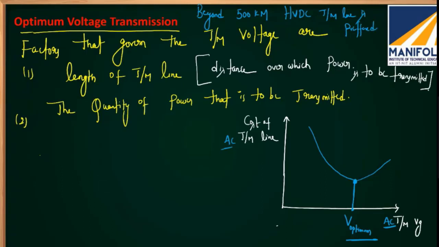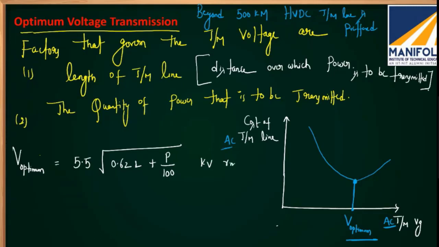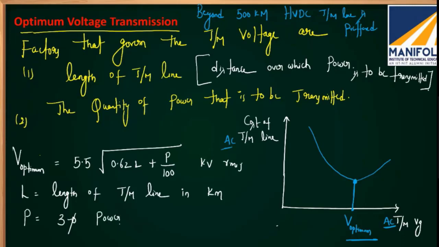One of the empirical formulas that we use to arrive at this optimum voltage is V optimum, given by 5.5 into square root of (0.62 L plus P divided by 100) kilovolt RMS, where L is the length of transmission line in kilometers and P is the three-phase power to be transmitted in kilowatts.